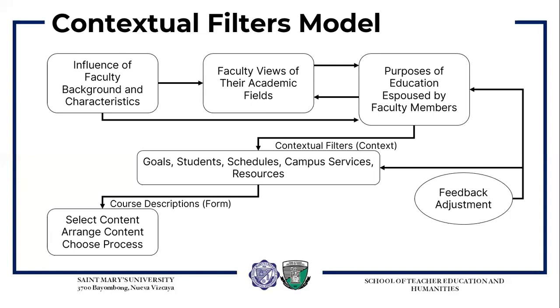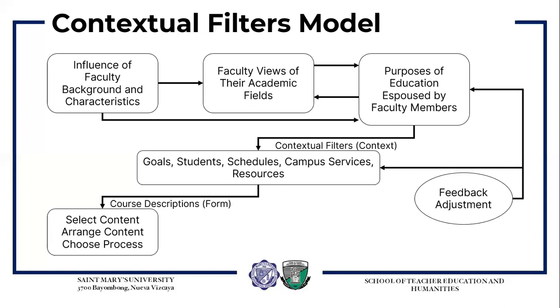However, at the same time, the purposes of education can also influence our views of our academic fields. So it works both ways. Now, in terms of knowing or understanding the purposes of education, there has to be some form of feedback adjustment, meaning it will be a cycle of reviewing our purposes of education, and then we will receive feedback from it, and then we will review again, and then we will have another feedback. That's why it becomes cyclical.